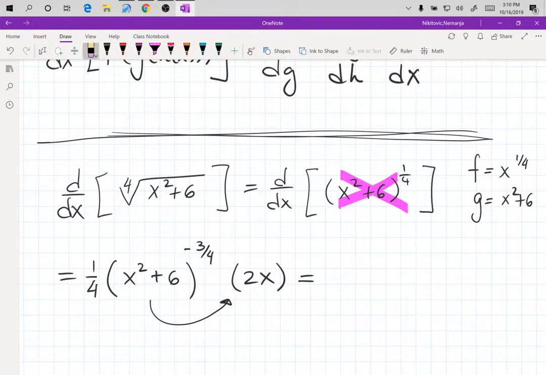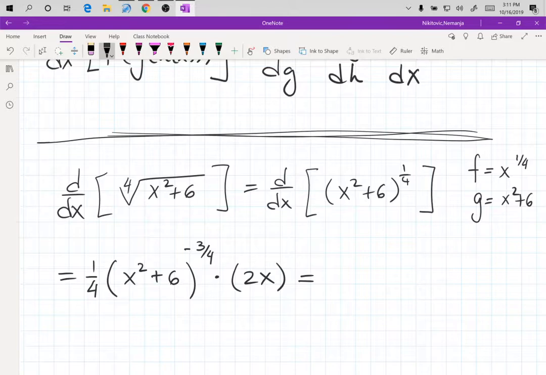Now, I did mention last time that you should always simplify, because chapter 4 is coming up. And in chapter 4, this would be just the first step of the problem. Afterwards, you would set it equal to 0 and do more calculations.